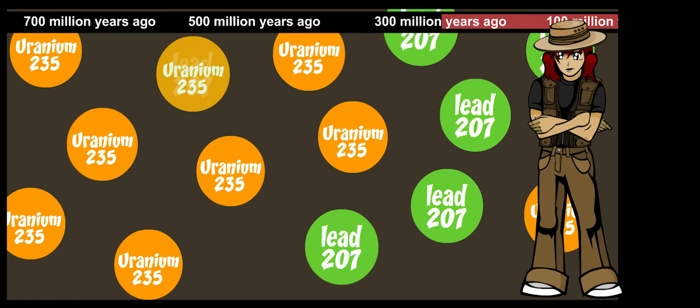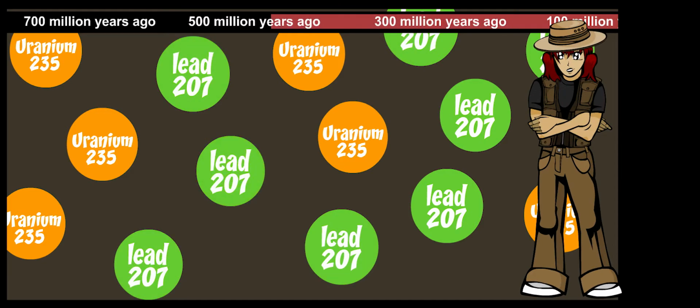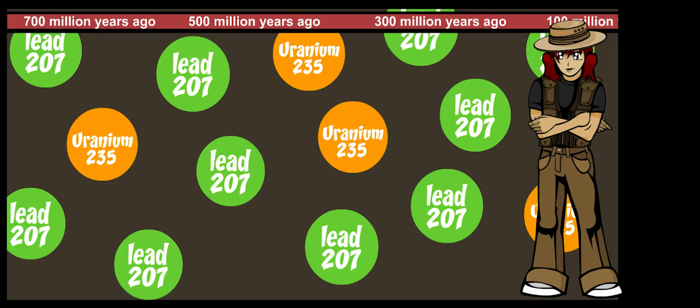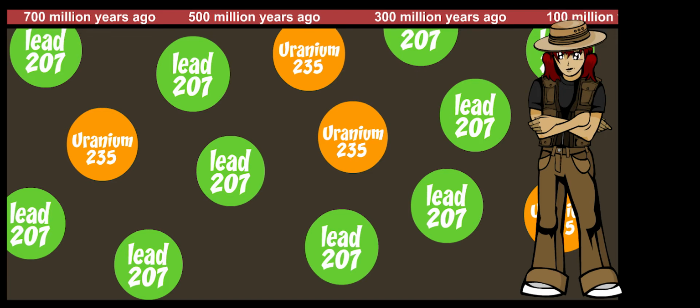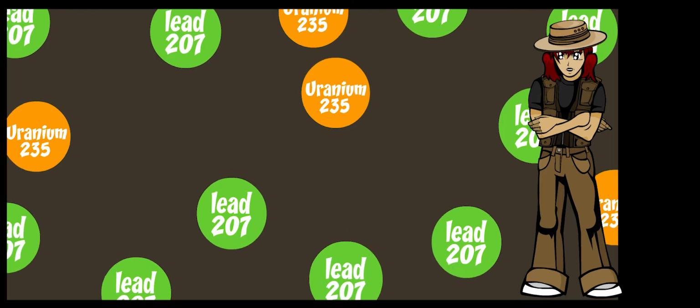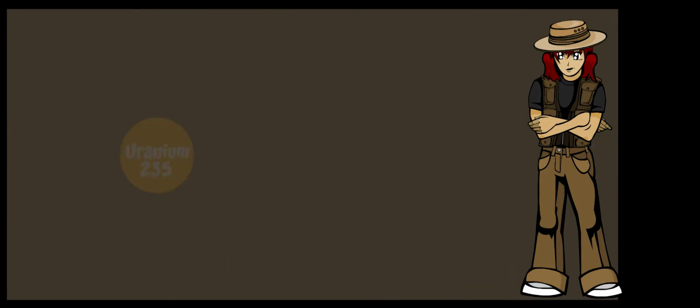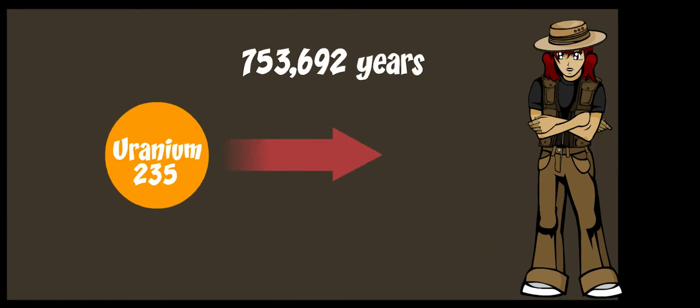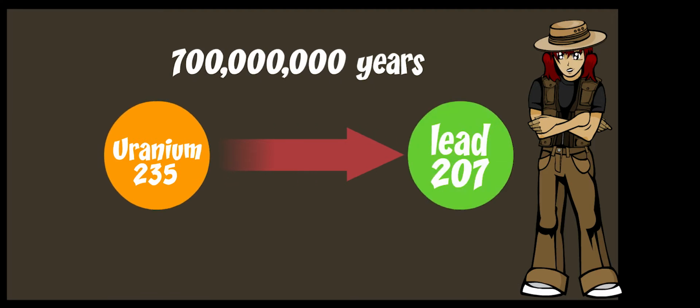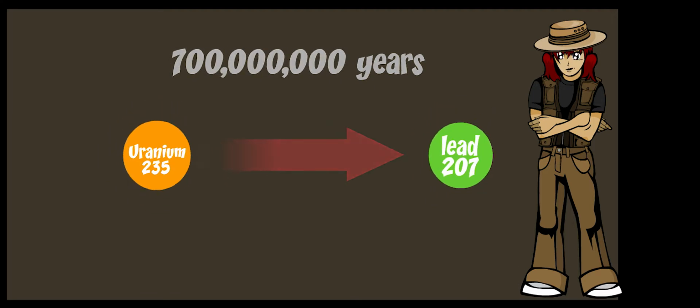It changes very slowly, at the same speed, no matter how old it is. The rate at which it changes is called its half-life. For example, uranium-235 has a half-life of over 700 million years. That means that it takes 700 million years for half of the uranium-235 to turn into lead-207.